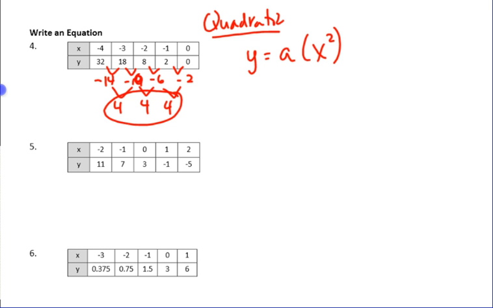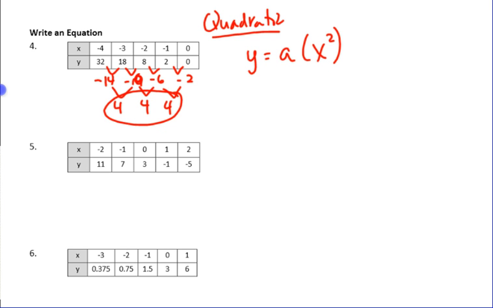So I found, I know from the table that it's quadratic because I got 4 for all these. So I'm going to pick a value out of this table, x and y, and plug it into y equals ax squared. That's going to leave me with one variable to solve for, which is a.